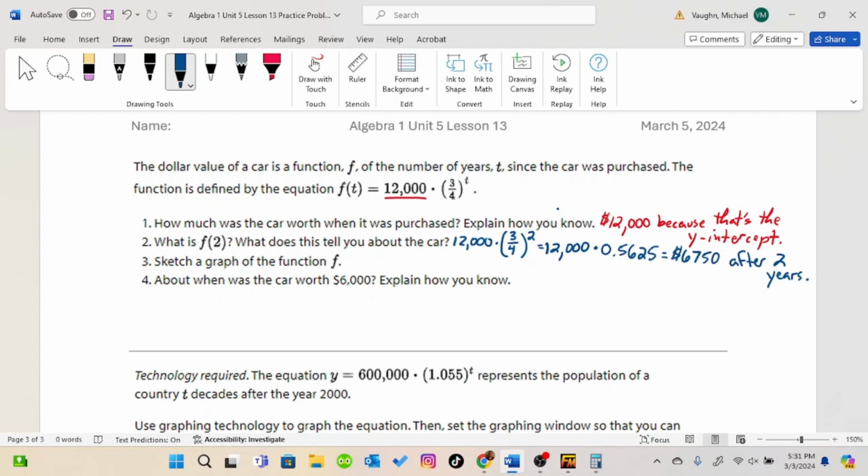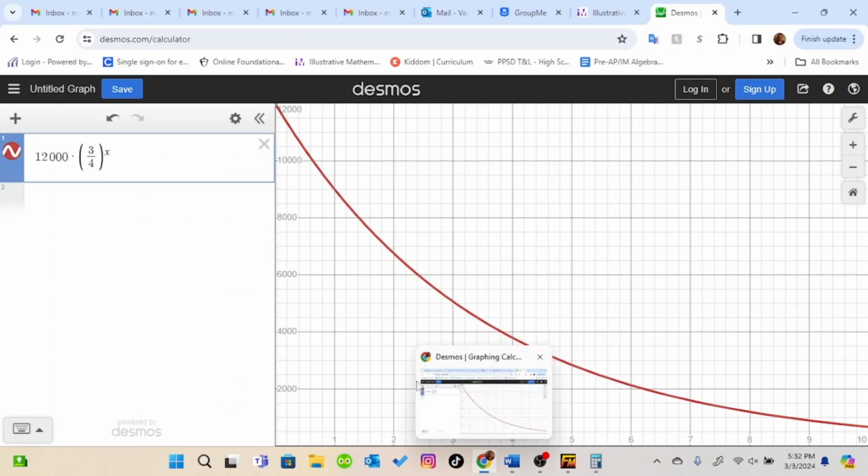Number 3, sketch a graph of the function f. To do this, I have typed our function into the Desmos.com graphing calculator. You can see that it starts at the y-intercept of 12,000, and it's maintaining 3/4 of the value every year.